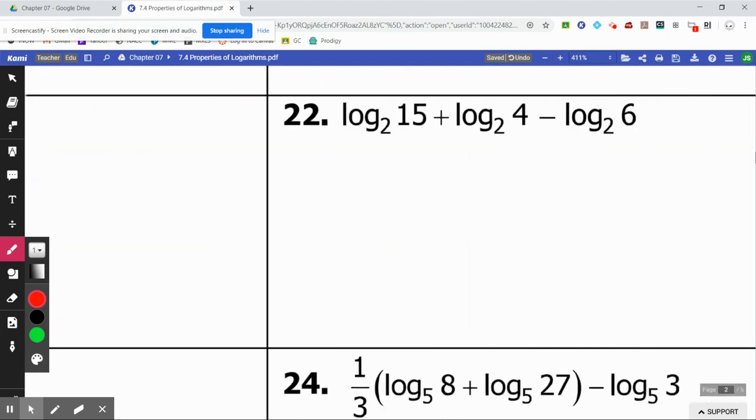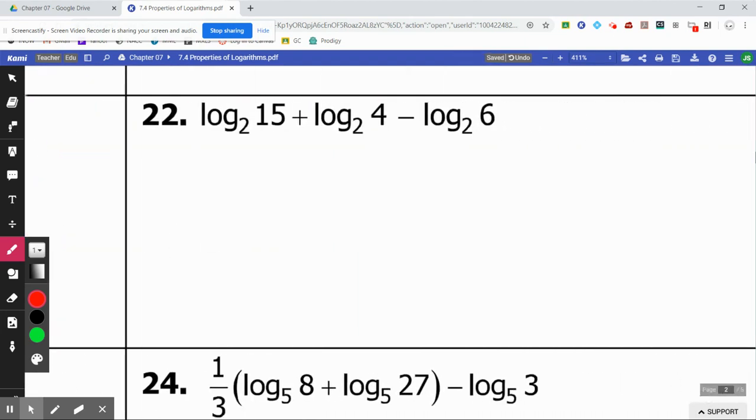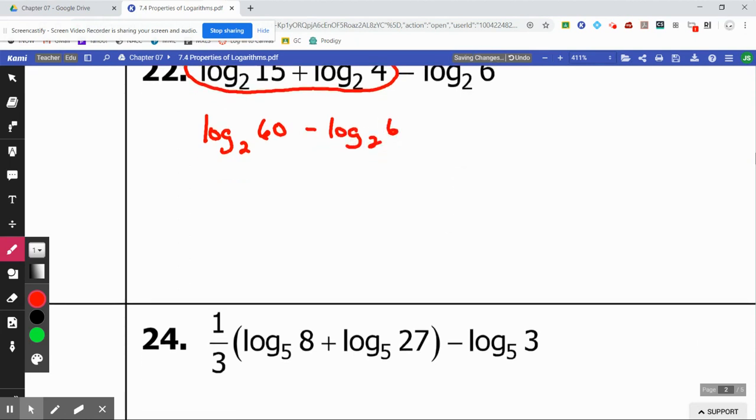Number 22. No numbers out front, so we're going to combine these two at a time. A log plus a log can be rewritten with a product, so that'd be log base 2 of 15 times 4 is 60. I'm just going to bring down this next part. The difference of two logs can be combined using a quotient, so this would be 60 over 6, which is just 10. So this whole thing is log base 2 of 10.